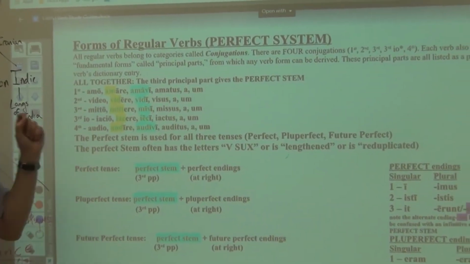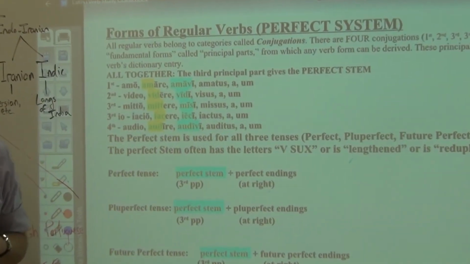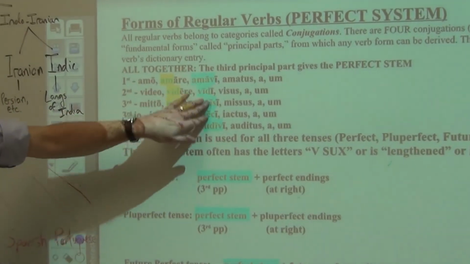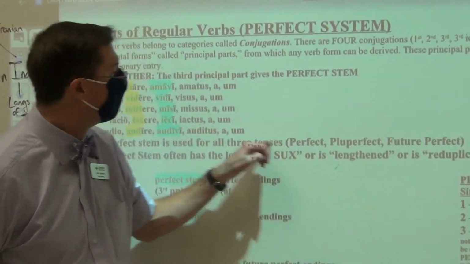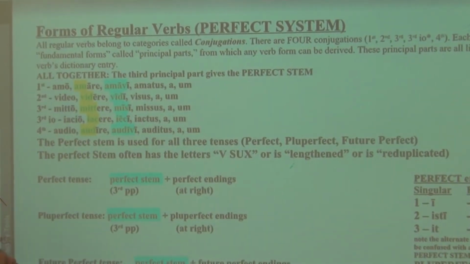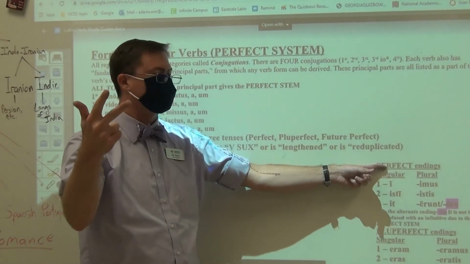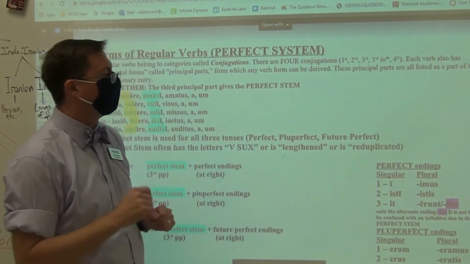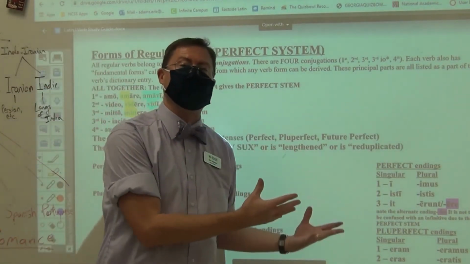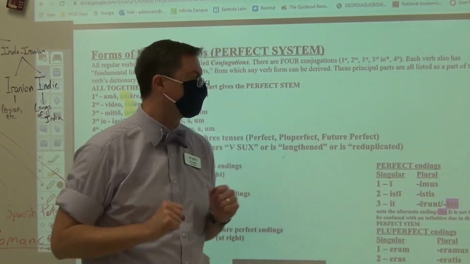And the stem is everything except for that long I. Why is that long I not a part of the stem? Because that long I is actually an ending. The third principal part is the first person, singular, perfect, active, indicative. Active, the subject did the action. Indicative, its expression as a statement of fact.